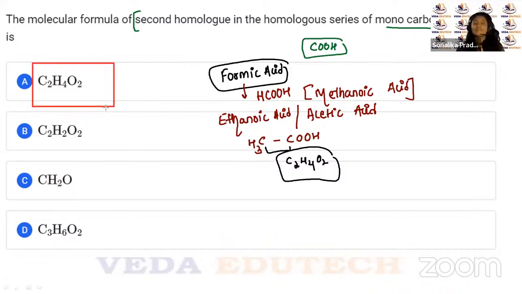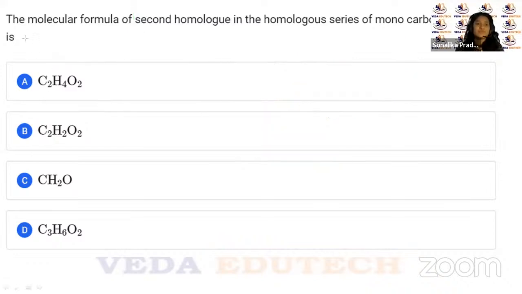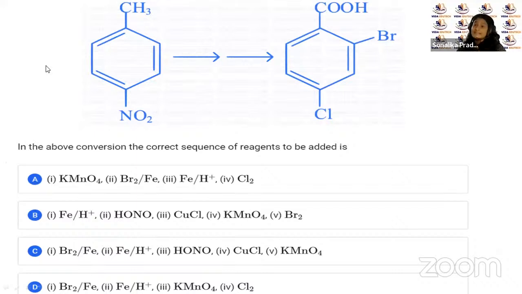So see how easy questions are being asked. If your shift is a bit lucky, you can end up with very easy questions. Okay. Let us move on to the next question. Now try this, everyone, children. This might be a little bit tricky, but not at all difficult. Try.